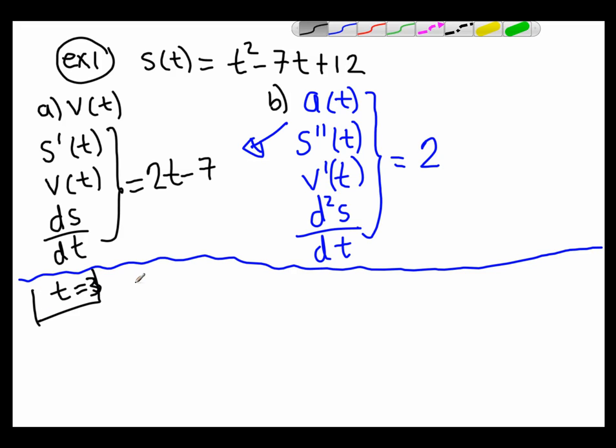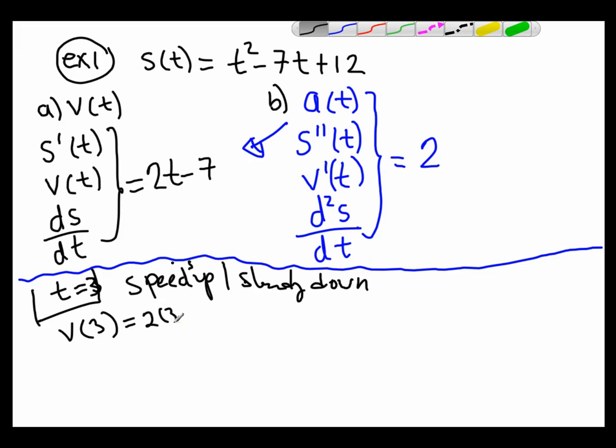Is the particle slowing down or speeding up? So I want to know if it is speeding up or slowing down. Okay, either one. Now, I want to know v of 3, and that is 2 times 3 minus 7. That gives you 6 minus 7, that gives you -1.